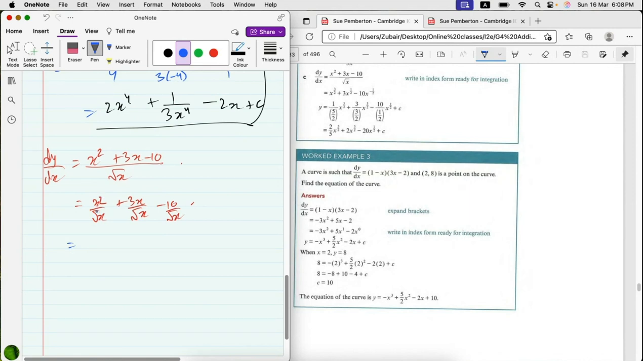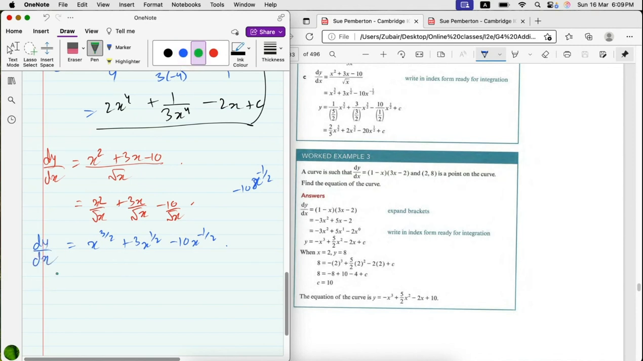I'm using a calculator. 2 minus 1 by 2 is 3 by 2. So x raised to power 3 by 2 plus 3 x raised to power 1 by 2. Now this should be numerator minus 10 x raised to power minus 1 by 2. So this is dy by dx.